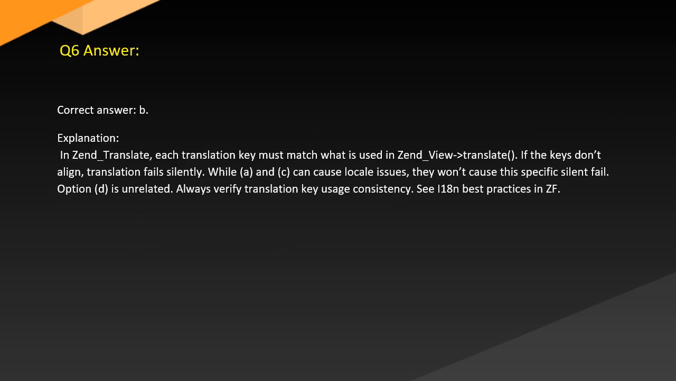Answer. Correct answer: B. Explanation. In Zend Translate, each translation key must match what is used in Zend View Translate. If the keys don't align, translation fails silently, while A and C can cause locale issues. They won't cause this specific silent fail. Option D is unrelated. Always verify translation key usage consistency. See best practices in ZF.